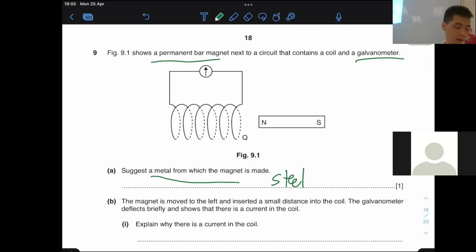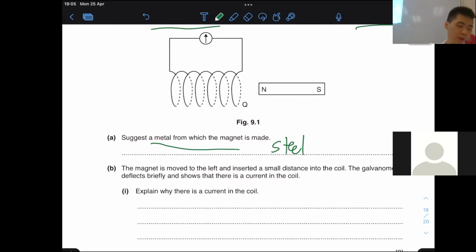But anyways, after that, the magnet is moved to the left and inserted a small distance into the coil, and the galvanometer deflects. Explain why there is a current in the coil. What phenomenon is this when the magnet cuts through the coil? What's this name called again?